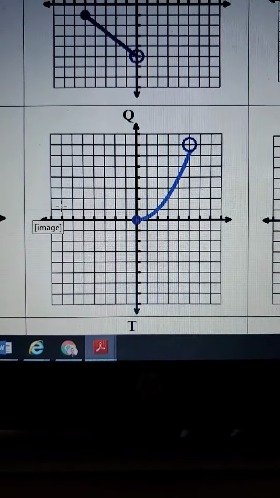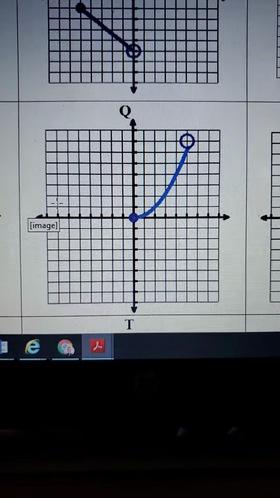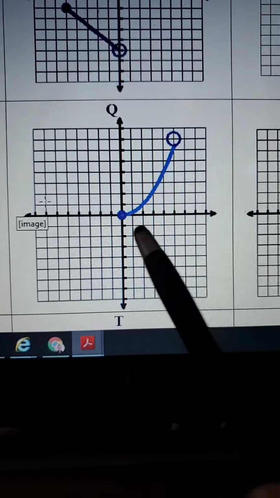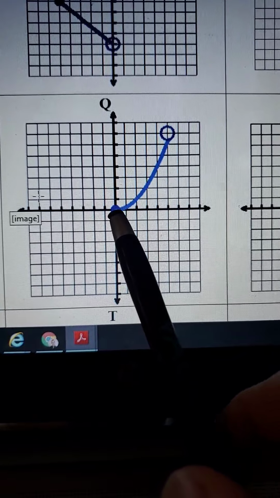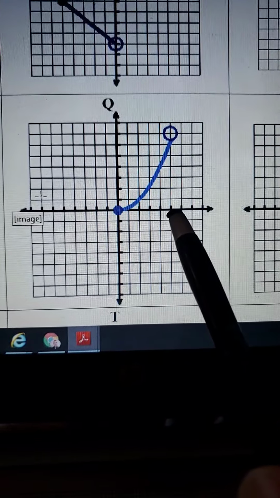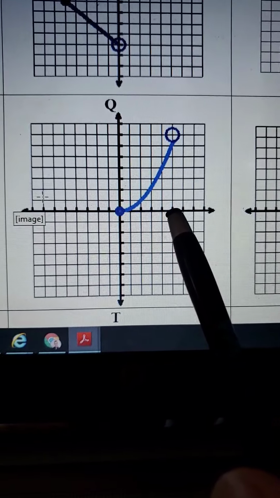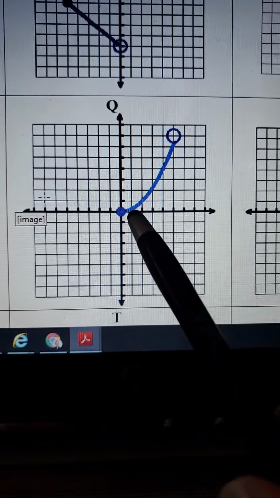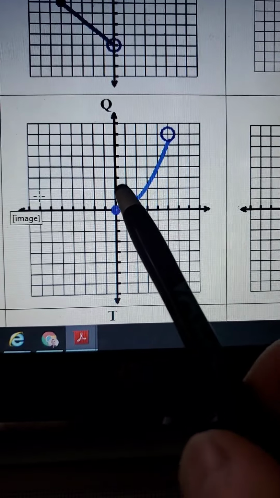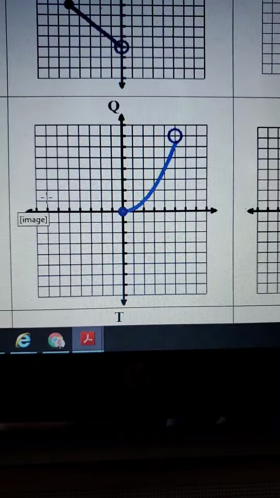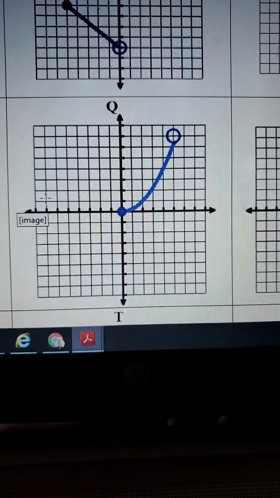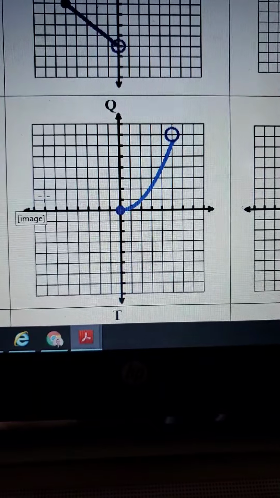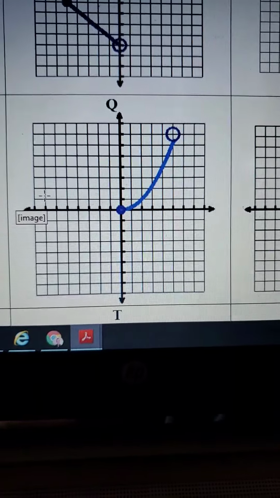All right, graph Q. The domain starts at the furthest point to the left. That's right here. It's right at the origin, which is 0. It goes 5 to the right. The domain is from 0 to 5. The range is from 0 up to 7. So graph Q, since it has a domain of 0 to 5 and a range from 0 to 7, is number 14.